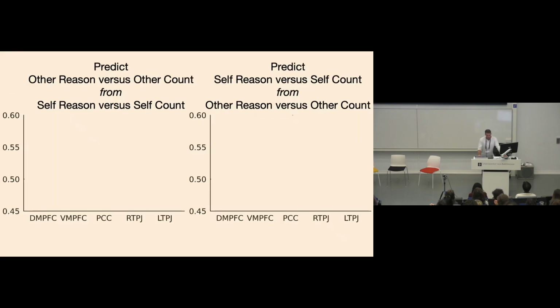Okay, on to results. So on the y-axis we have classification accuracy, and on the x-axis the region in the default mode network.